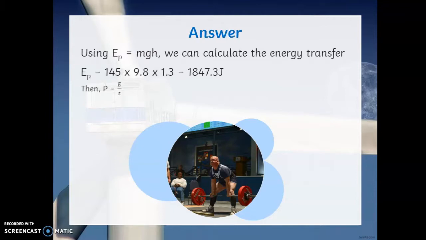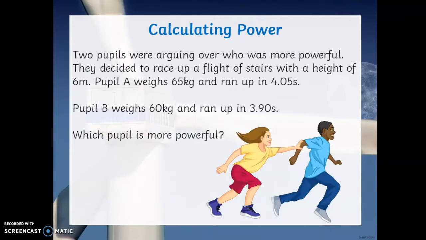So we're going to divide 1,847.3 by our 0.7, and it will give us 2,639 watts. Now we can also put this in kilowatts. Remember, whenever you see kilo in front of something, that means that it is 1,000 of that unit. So to convert from watts into kilowatts, you have to divide by 1,000. Hence it being 2.639 kilowatts.